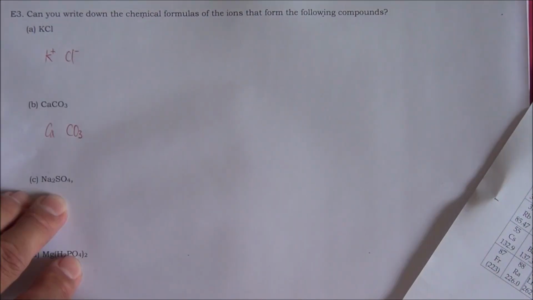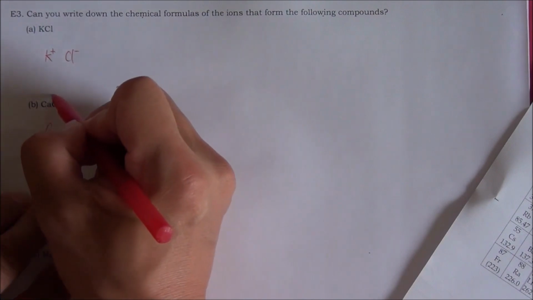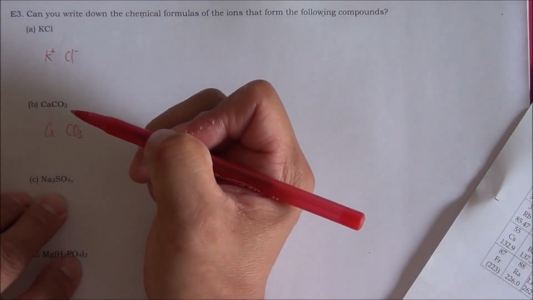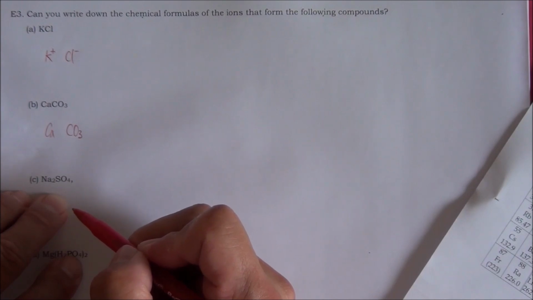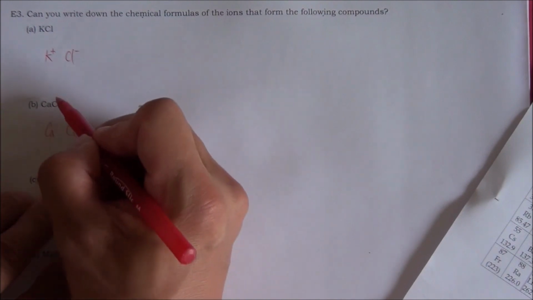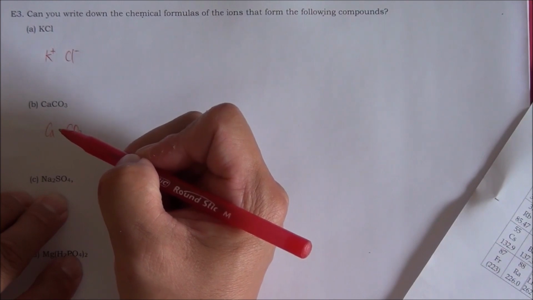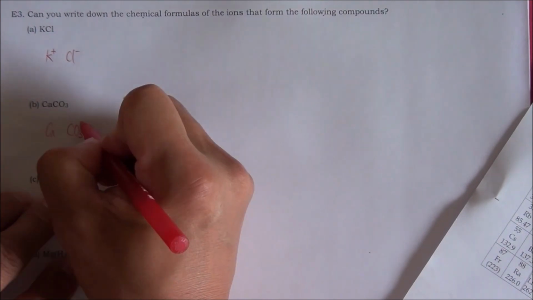At this point, you may wonder, Dr. H, how do you know CO3 is a group? Well, this requires you to remember a list of the most common polyatomic ions. If you remember that list, you will know CO3 is a polyatomic ion with a charge of -2.